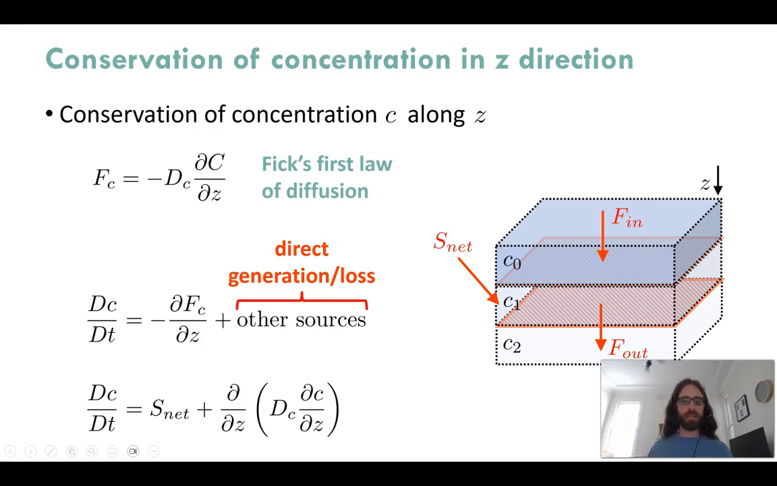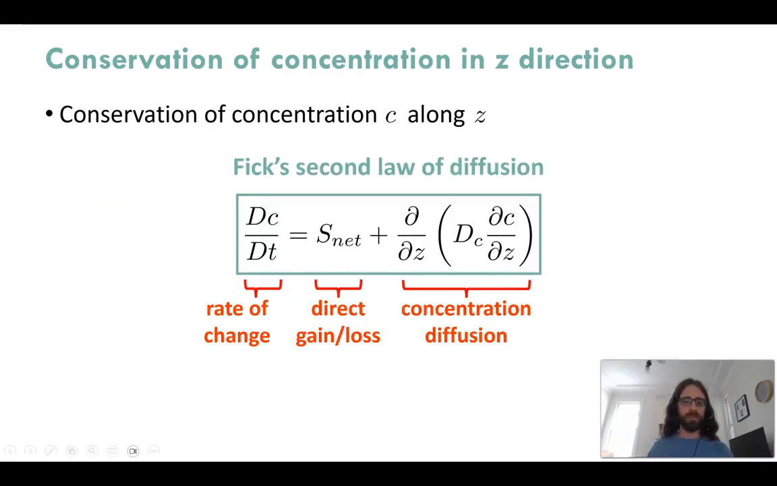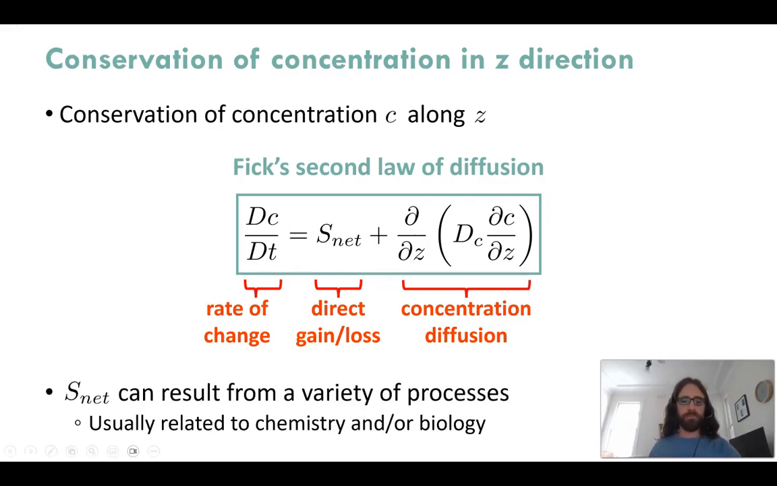We'll represent this direct generation or loss using just its own variable s, and you get a very similar equation from what you got with the momentum after you plug in Fick's first law of diffusion into this center equation here. So what you end up with as a result is known as Fick's second law of diffusion. This is defining the rate of change in concentration and how it is directly related to gains and losses at that point, and also the net effect of molecular diffusion again.